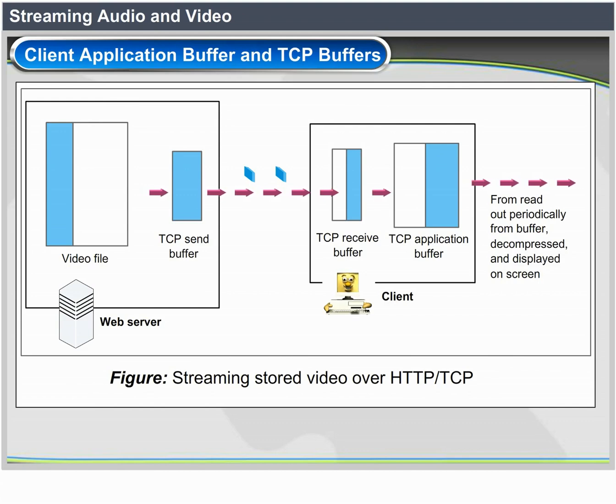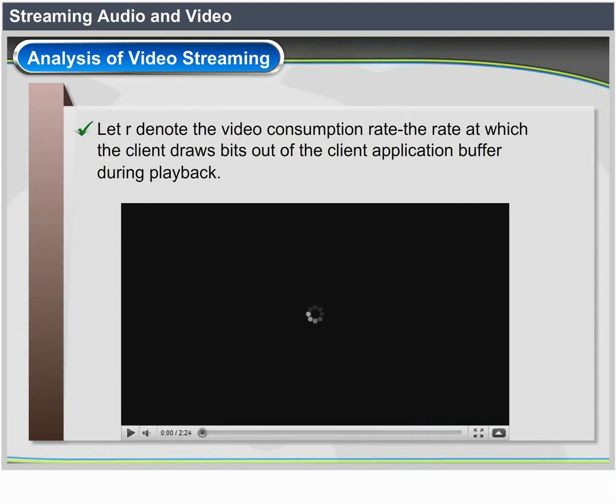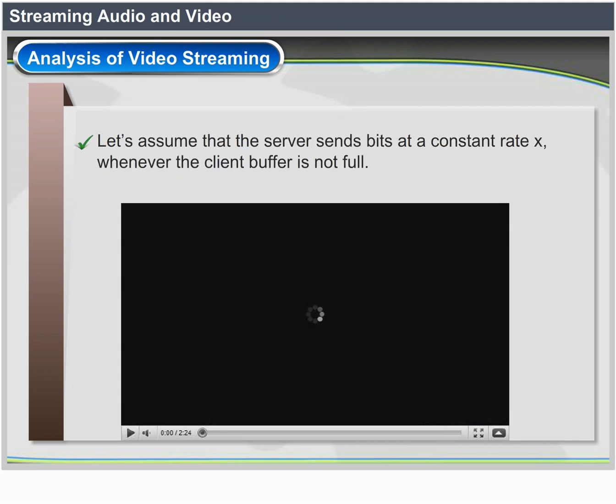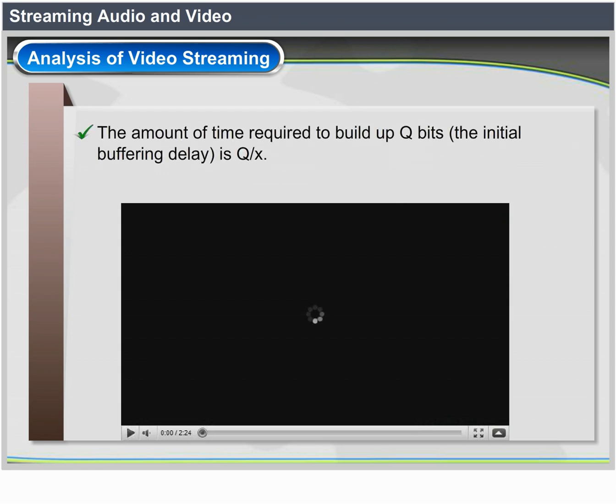Analysis of video streaming. Let R denote the video consumption rate, the rate at which the client draws bits out of the client application buffer during playback. Let's assume that the server sends bits at a constant rate x whenever the client buffer is not full. Suppose at time t equals 0, the application buffer is empty and video begins arriving at the client application buffer. The amount of time required to build up q bits, the initial buffering delay, is q/x.